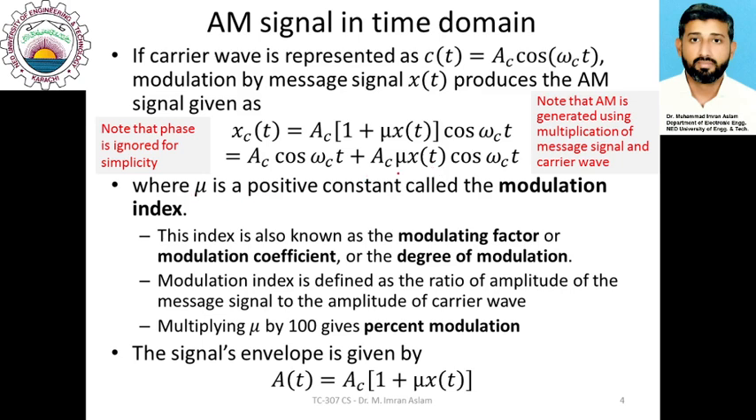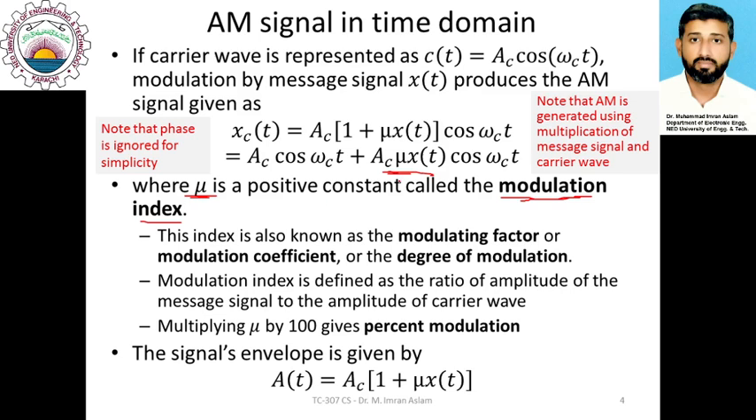This constant number mu, which we have introduced, is named the modulation index. If you recall, in our last lecture I was trying to explain that in amplitude modulation the variation in amplitude should be proportional to the variation in the message signal. So you can treat this mu as a proportionality constant.